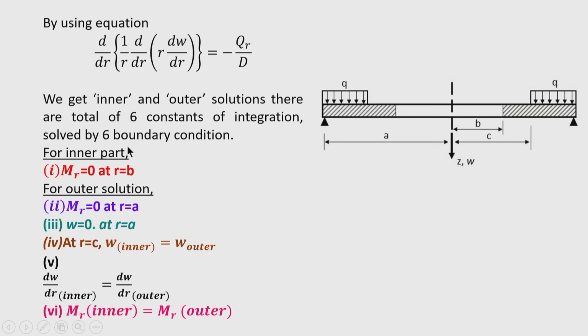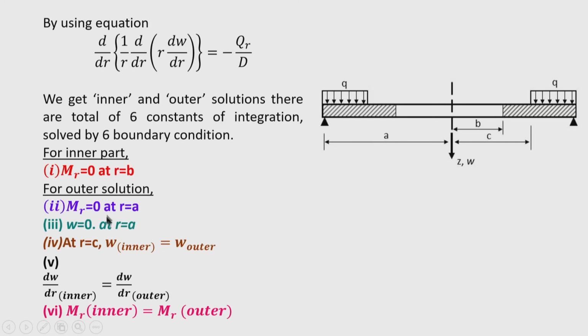For the inner part, at r equal to b, no moment is acting because it is a free end and no externally applied edge moment is there. Therefore, we take M_r equal to 0 at r equal to b. So, this is one condition. Then for the outer solution, where the load is considered q, the second condition at the simply supported end is that the radial moment M_r is 0. Then the deflection is 0 at the simply supported end, that is another condition.